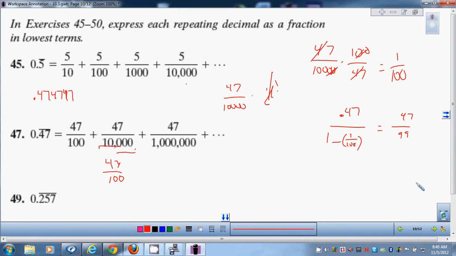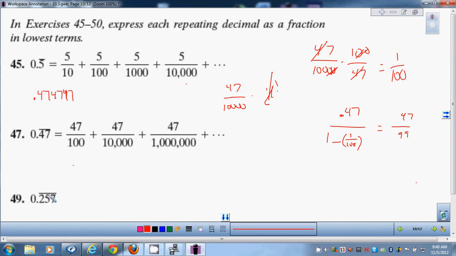Here's the shortcut to these. You don't have to do this every time. I'm just trying to show you why what I'm about to show you works. You could do this for every problem, every single one of them. But instead, here's the shortcut to it.